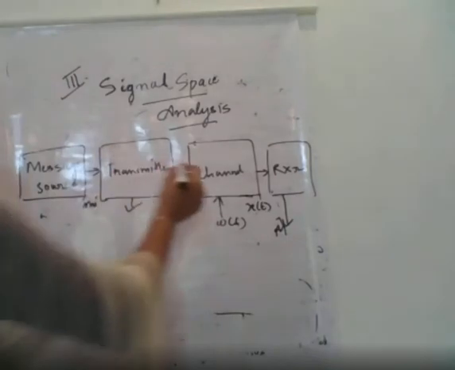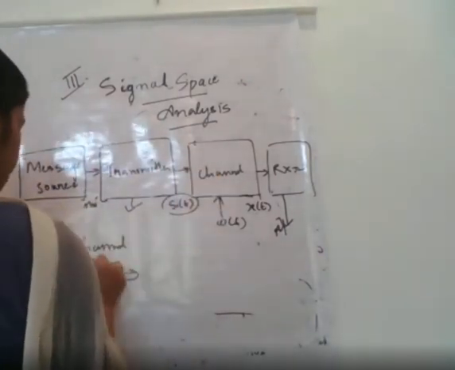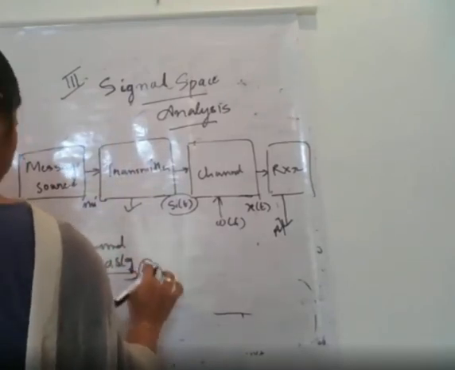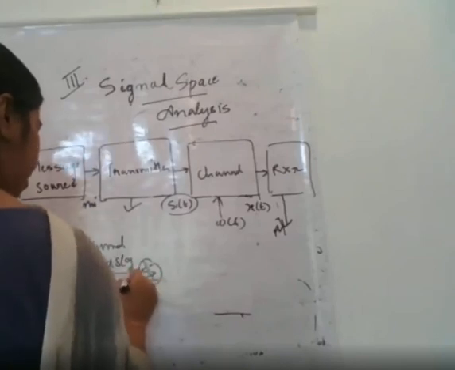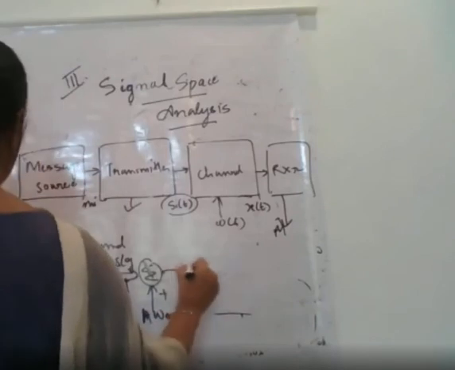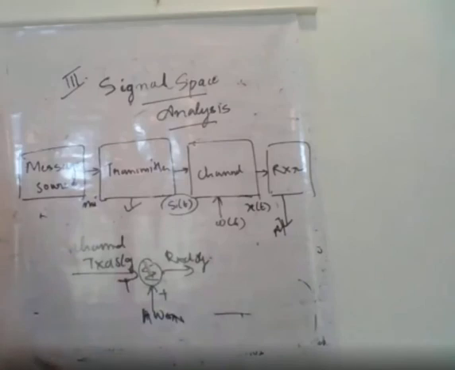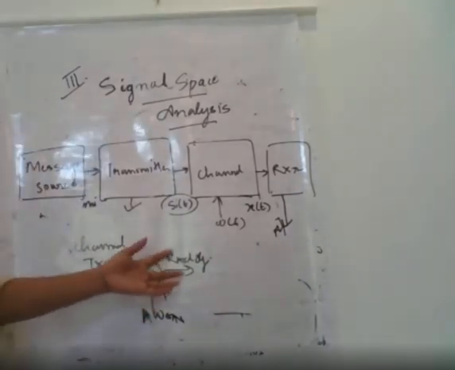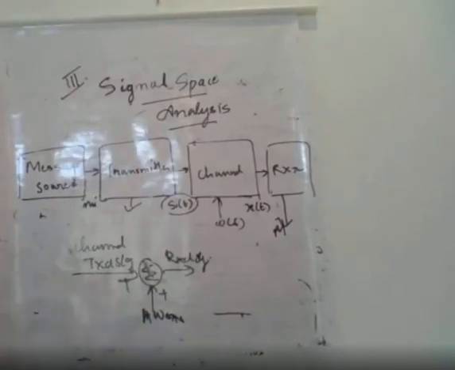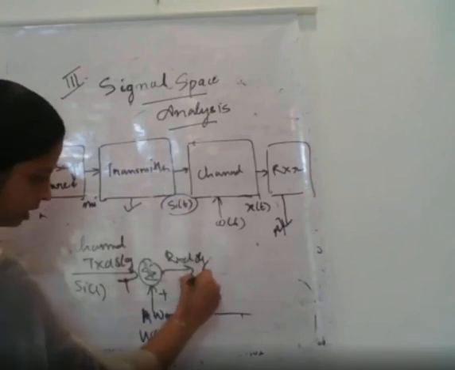And here we can model the channel. Here we have a transmitted signal, additive white Gaussian noise, and the output is nothing but the received signal. So the channel can be modeled like this. That is, transmitted signal plus additive white Gaussian noise is nothing but the received signal x of t. Si of t plus W of t is nothing but x of t.